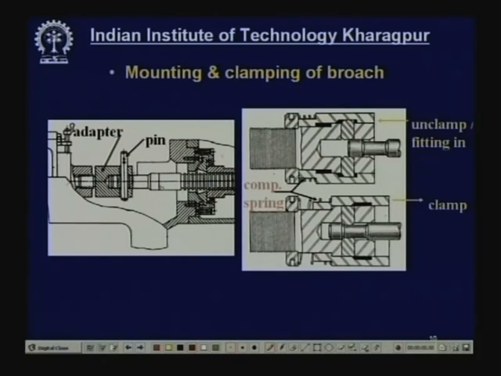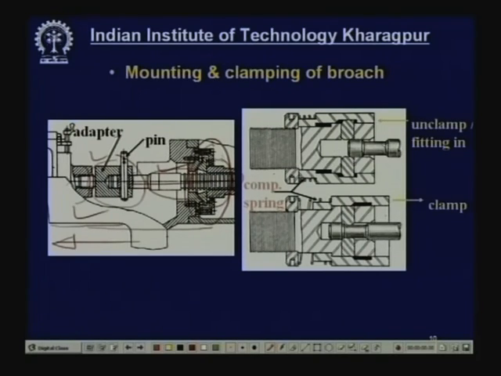This one is the broach, you can see, and there is the adapter. Here is an adapter which is fitted into the machine slide. This is the machine slide, which slides over the guide of the machine tool, and by a pin this broach is fitted into the adapter. So, when the slide moves, preferably hydraulically, the broach will also move through the workpiece, and this will produce the necessary surface. There is another method.